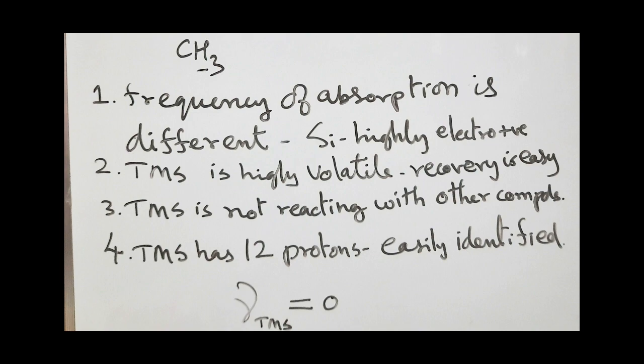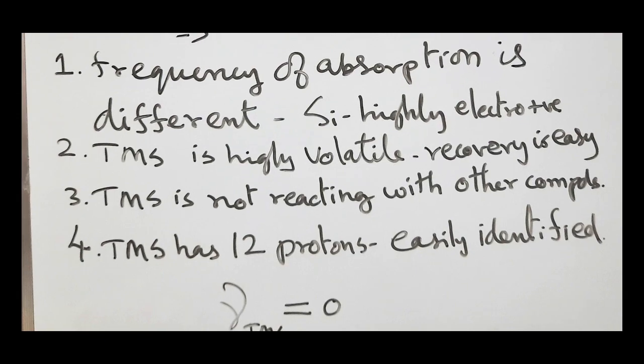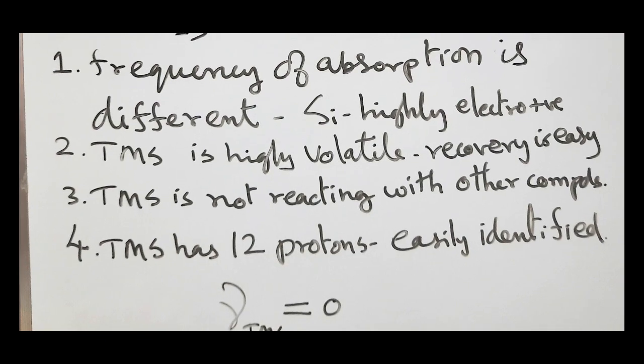Another important thing is that tetramethylsilane is highly covalent in nature, because of the electropositivity of silicon. See, carbon family member, so it also shows covalency, and it is not reacting with other organic compounds. So TMS is not reacting with other organic compounds. Because of this reason also, TMS is chosen as the reference compound. And TMS has 12 protons, so the signal is identified very easily. So there are 4 reasons for choosing tetramethylsilane as the reference compound.